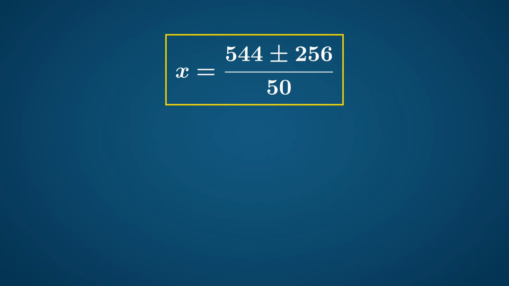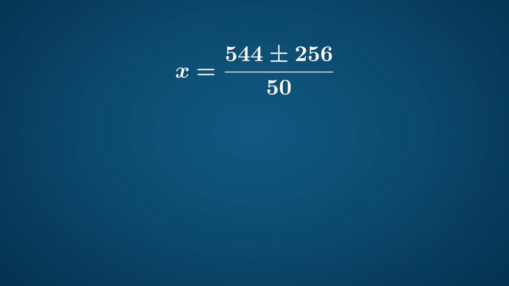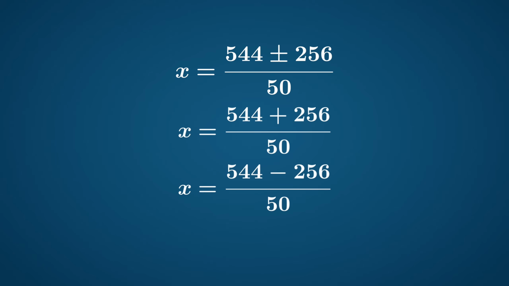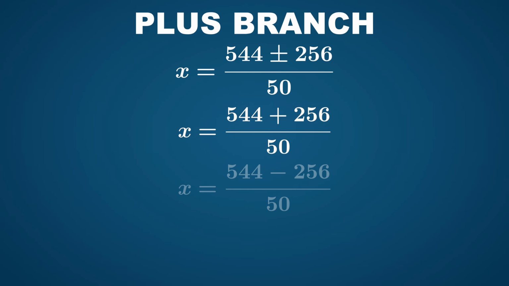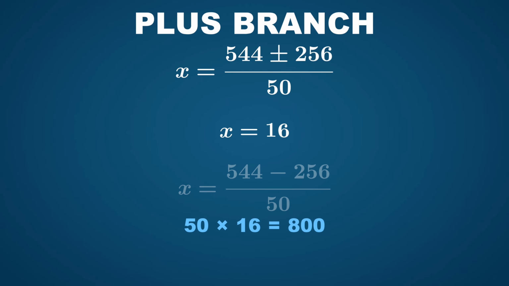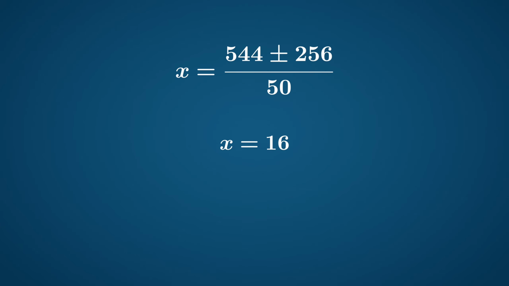The formula now reads x equals 544 plus or minus 256 over 50. So one value uses the plus, and the other uses the minus. We take the plus branch first and add 544 and 256. That addition gives 800 sitting on top of the 50. 800 divided by 50 is 16, since 50 times 16 is 800. So the plus branch gives our first candidate, x equals 16.